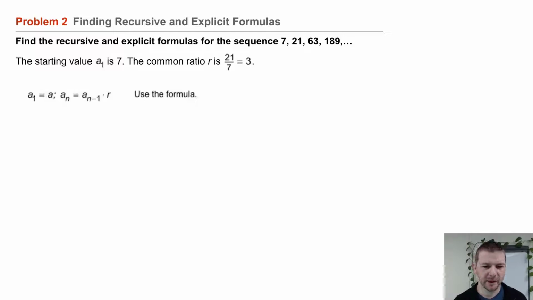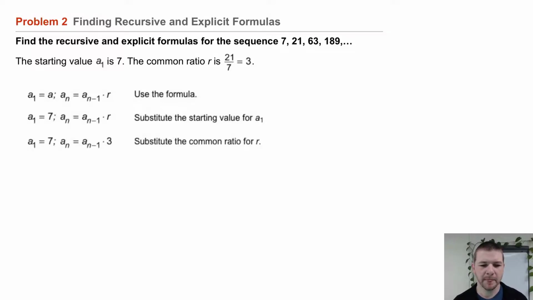First, the recursive formula. a sub 1 equals, a sub n equals a sub n minus 1 times r. Then we'll substitute the starting value for a sub 1. Well, we know that's 7, so a sub 1 equals 7, and a sub n equals a sub n minus 1 times r. Next, we'll substitute in the common ratio we found earlier. That's 3. a sub 1 equals 7, and a sub n equals a sub n minus 1 times 3.